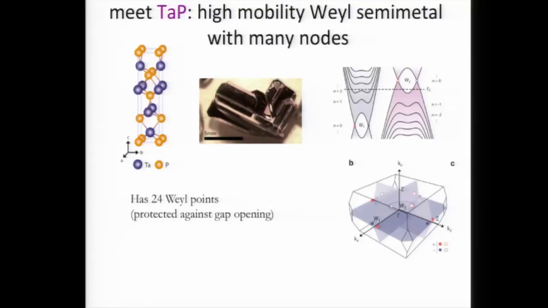And in fact, it has not just two such points. It has 24 points. And actually, the existence of a large degeneracy helps us in this sense, because large degeneracy means you have lots of entropy.